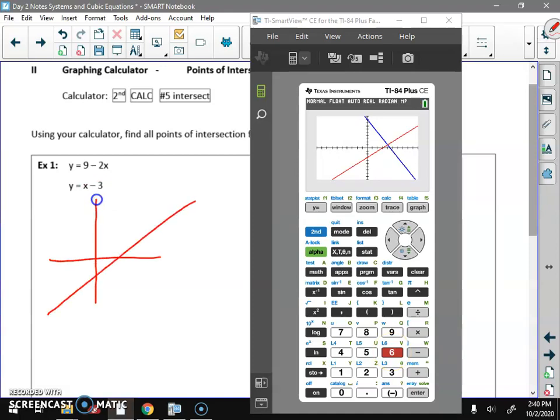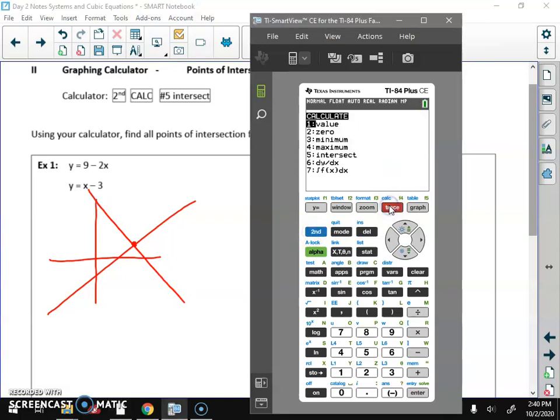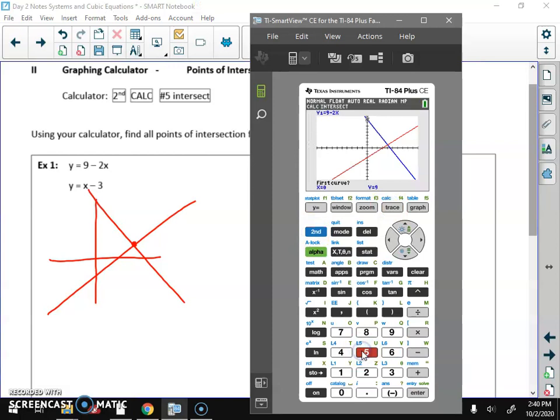That looks like that one. That looks like that one. First quadrant solution. Second calc 5, just like I got at the top of your notes. Second calc 5. And since we only have 2 functions, first curve is the blue one, y1, enter. Second curve is the red one, y2. You could guess if you want. It looks to me like about 1, 2, 3, 4, 1. Let's see if it is. Most certainly.